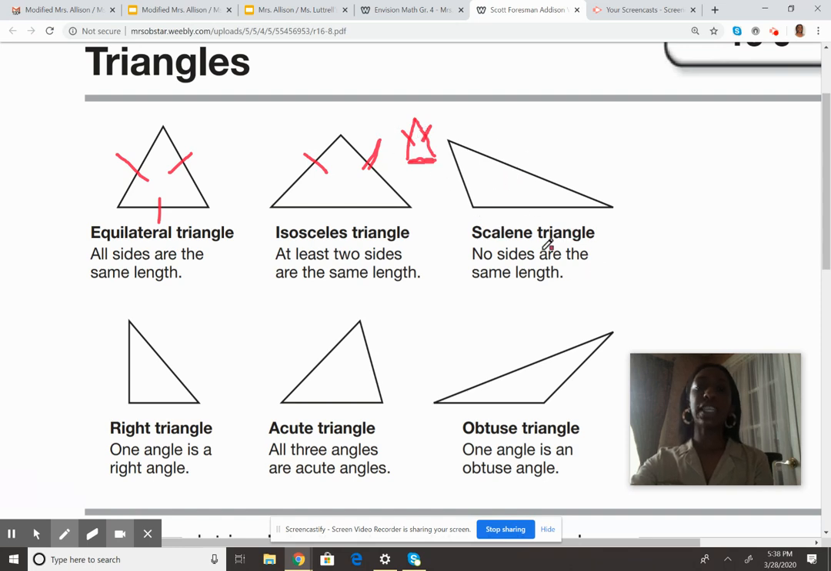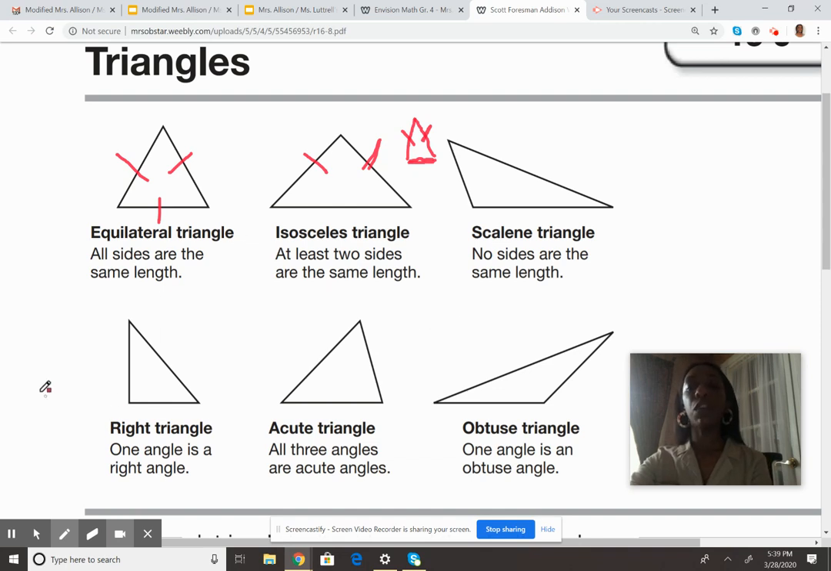Now let's move on and look at a scalene triangle. No sides are the same length. As you can see in here, you have some sides that are shorter than the other, and you have some sides that are longer than the other, and none of them are the same length. So we call that, again, a scalene triangle. So now we have reviewed how to classify a triangle by its sides.